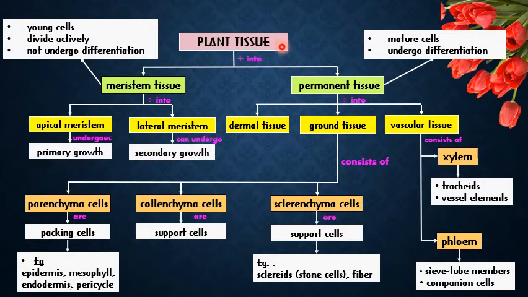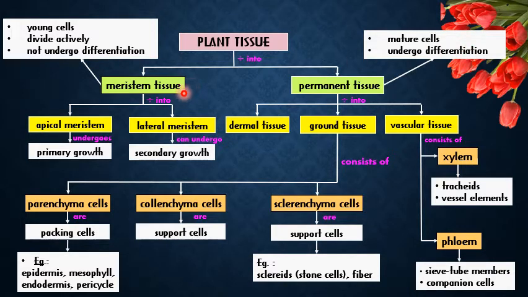This is a concept map which shows the overview of the plant tissue. For your information, a concept map is different from a mind map. Please don't get confused, yeah? As you can see, the plant tissue is divided into meristem tissue and permanent tissue. The meristem tissue consists of young cells. The cells can divide actively, but they do not undergo differentiation. The permanent tissue consists of mature cells, and the cells can undergo differentiation.